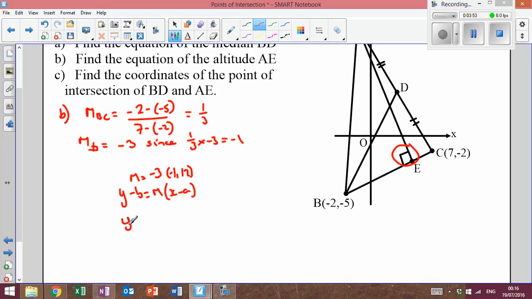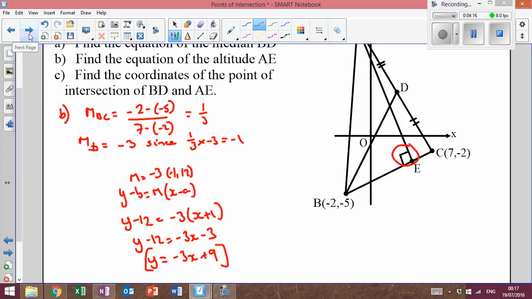Okay, so y minus 12 is equal to negative 3 times (x plus 1). So y minus 12 is equal to negative 3x minus 3. So y is equal to minus 3x plus 9. Okay, and again, there's my y equals for the equation in part B. Both of those we've dealt with in earlier videos.